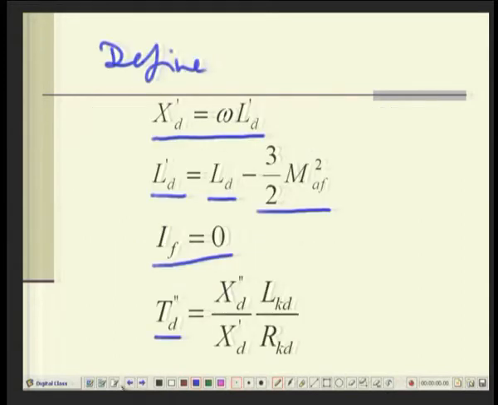Which one? LD dash, LD minus 3 by 2 MEF square. Where? This is LD dash, no? Let me tell you what LD dash is. It is LD minus 3 by 2 LAF square by LFF. Sorry.